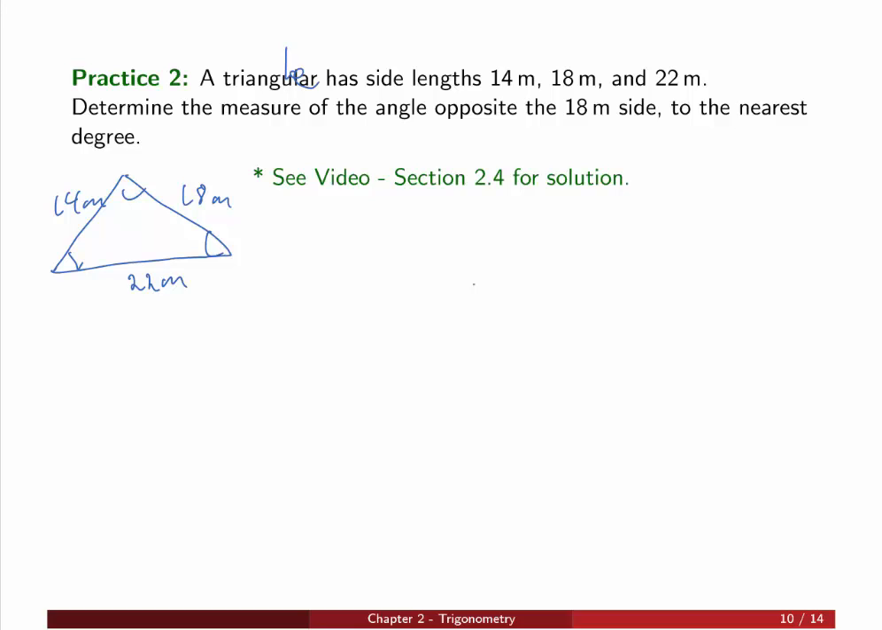Let's pick any angle you want here. You could solve for the whole triangle. We're looking for the angle opposite the 18 meter side, so we're specifically looking for this guy right here. For the sake of this, I'm just going to name these guys. Let's say that this is little a. That means this is big A. And let's say this is B. That means this is little b. And let's say this is little c. And so this is big C.